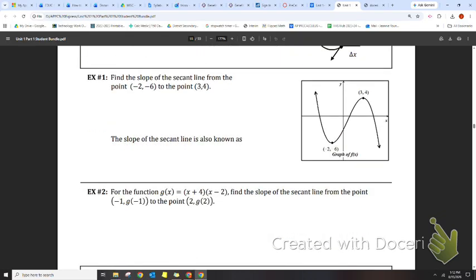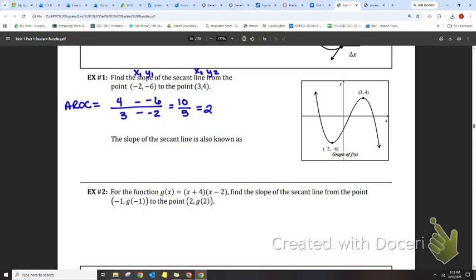All right, let's go ahead and look at example 1. It says find the slope of the secant line from the point (-2, -6) to the point (3, 4). So we're after the slope of the secant, so we're just looking for our average rate of change there. So our average rate of change is equal to, let's do my skeleton. I'll go ahead and label my points. So my y2 minus my y1 over my x2 minus my x1. And so I know my average rate of change is 2.